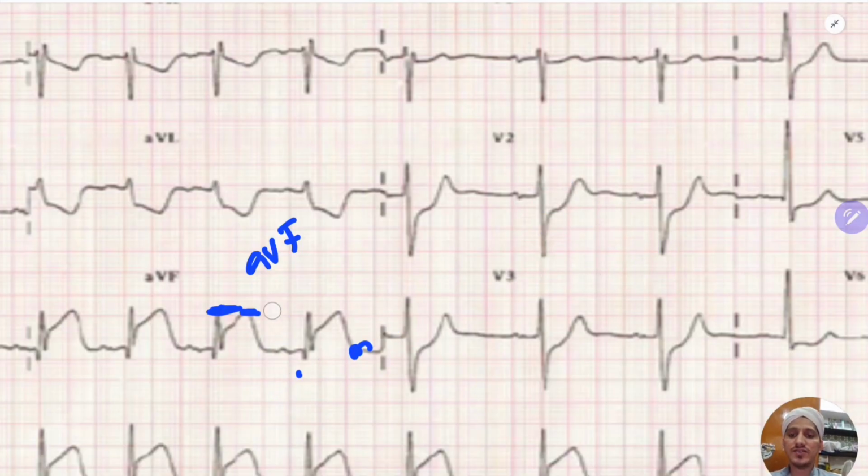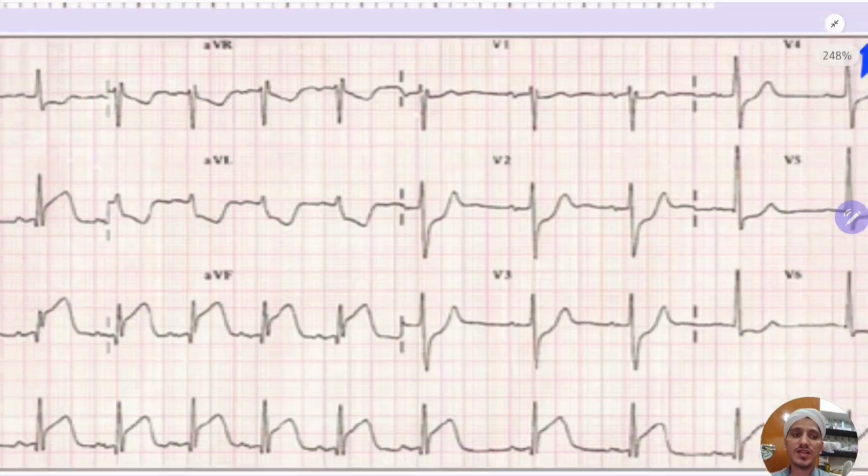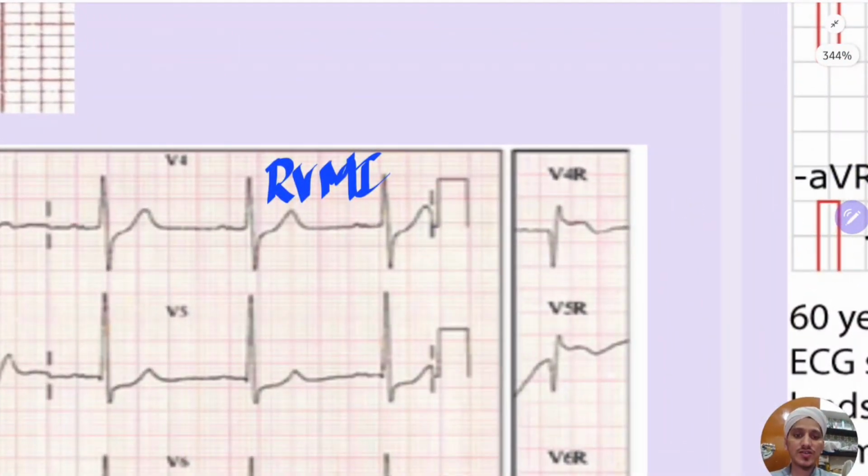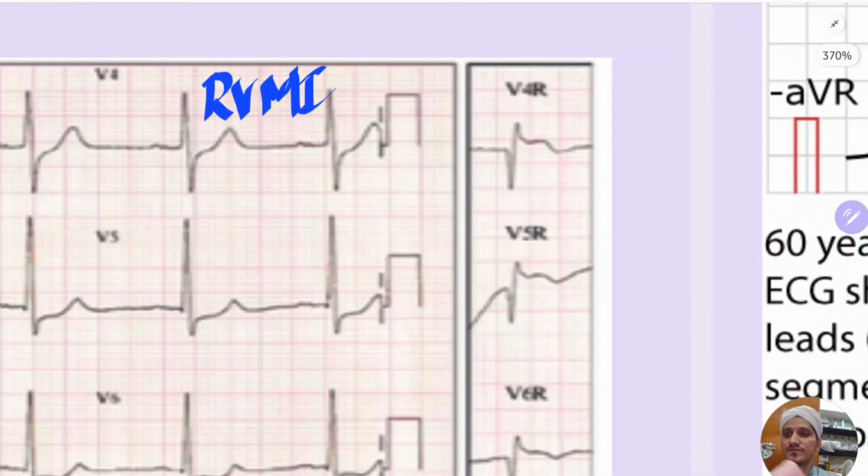Now the next thing which we should see is this one. You are able to see an epsilon wave here. See, this is epsilon wave, this is epsilon wave. You are able to see epsilon wave in V4R. That's about the right ventricle.